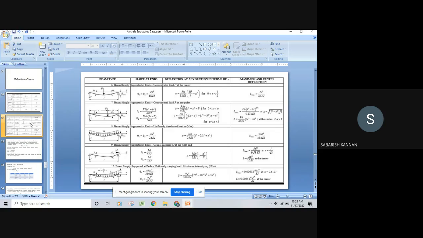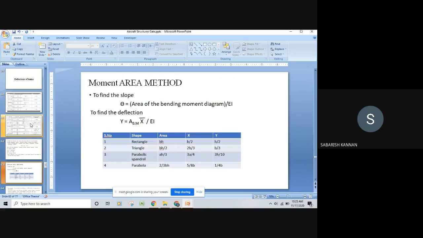Okay, so now we come into our formula. Theta value is the area of the bending moment diagram divided by EI. So what is the area of a triangle? We know the area of a triangle is half B into H, right? So that is our area of the triangle divided by EI.